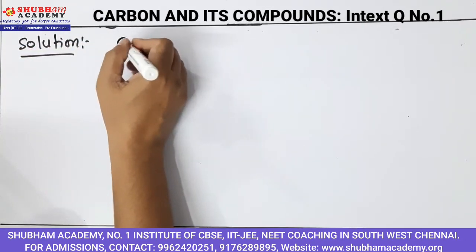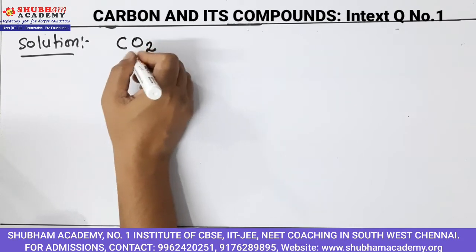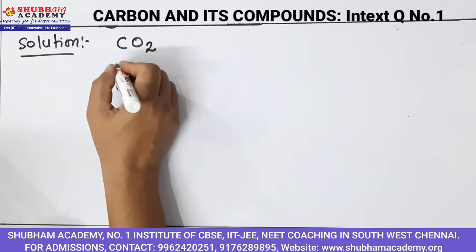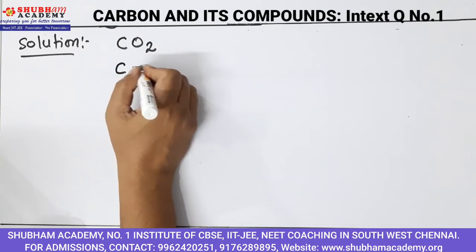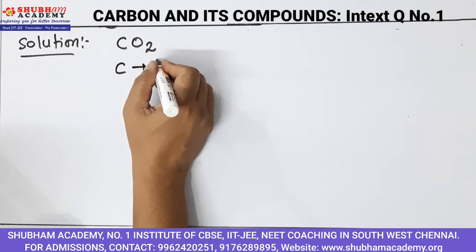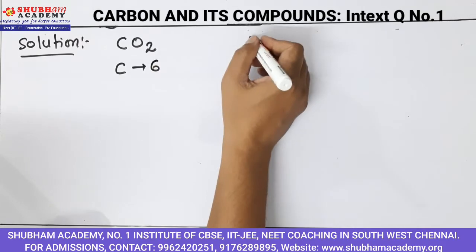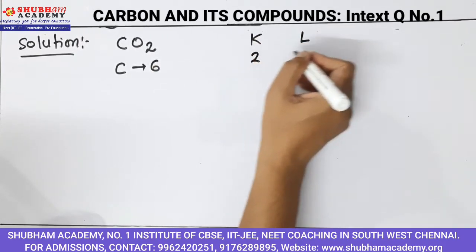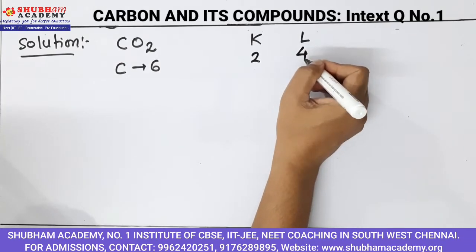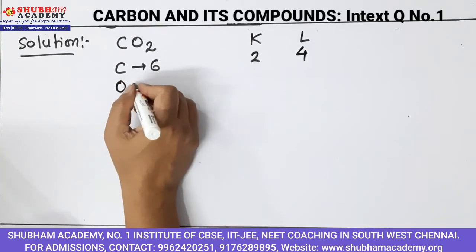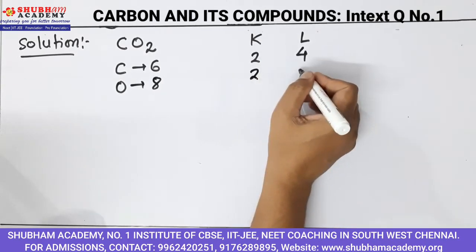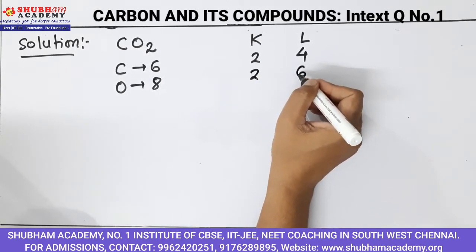So the formula given to you is CO2. It contains carbon and oxygen. Carbon's atomic number is 6. Now if you see the configuration in terms of shells, it is 2 and 4. For oxygen, the atomic number is 8 and the configuration is 2, 6, right?